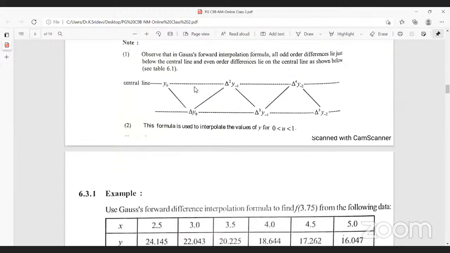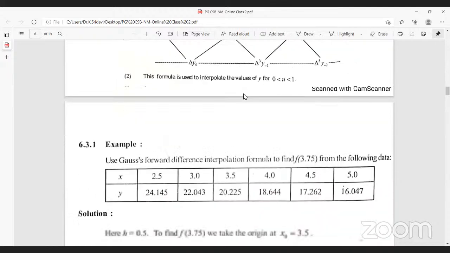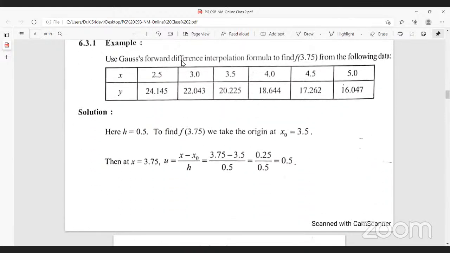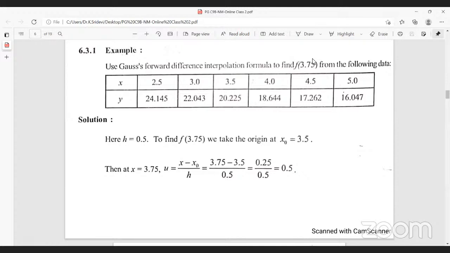Now, when do we use this formula to get better accuracy? When u lies between 0 and 1, then this formula is suitable for finding a more accurate value of the function. According to this formula, I will give an example here. Use the forward difference interpolation formula for finding f of 3.75 from the following table of values. These are the x values, these are the y values.